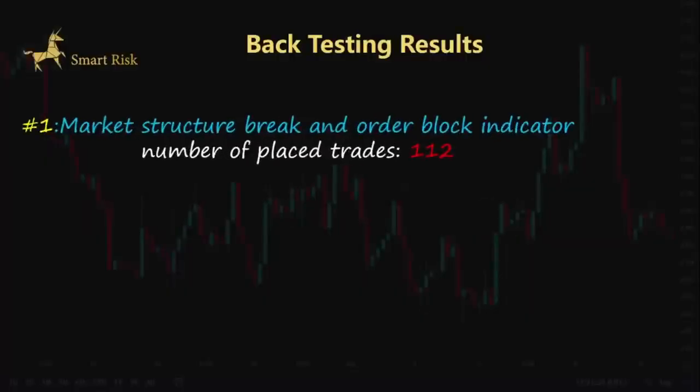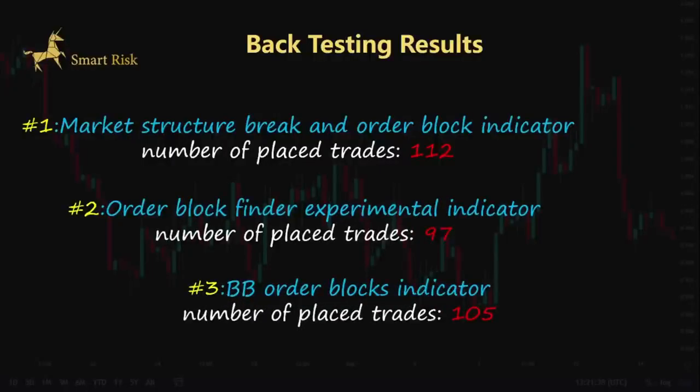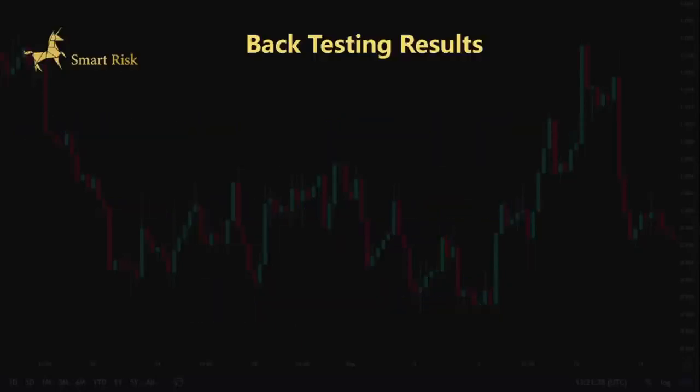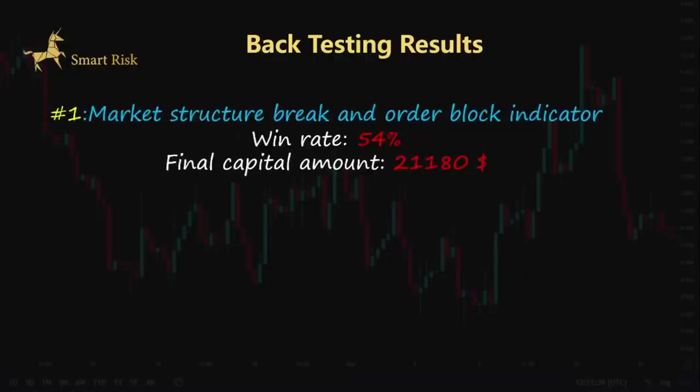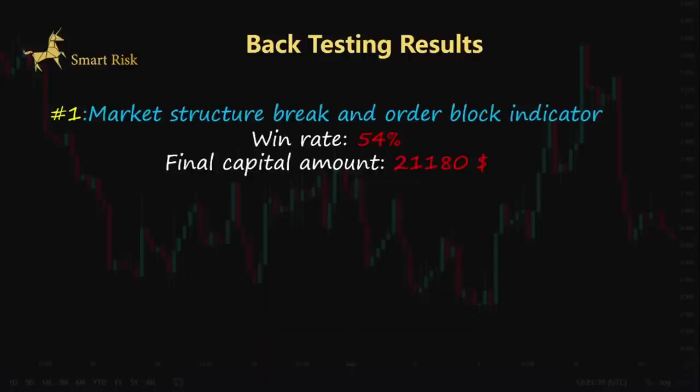I was able to start 112 trades to test the market structure break and order block indicator, 97 trades to test the order block finder experimental, and 105 trades to test the BB order blocks indicator, after spending hours backtesting these 3 indicators over the previous 6 months. The overall results from our backtesting procedure are shown here. The market structure break and order block indicator, which showed us a 54% win rate with a final capital of $21,180, is our top indicator in terms of win rate, accuracy, and trustworthiness.